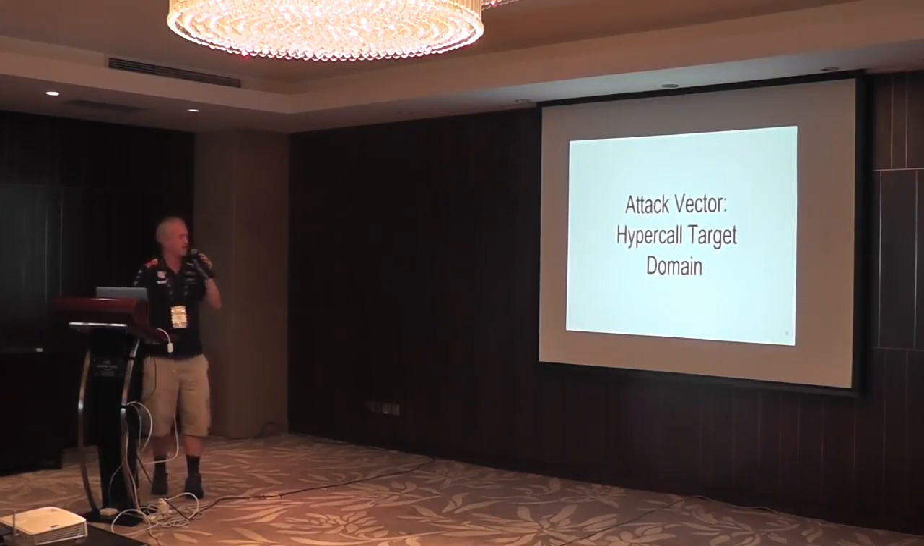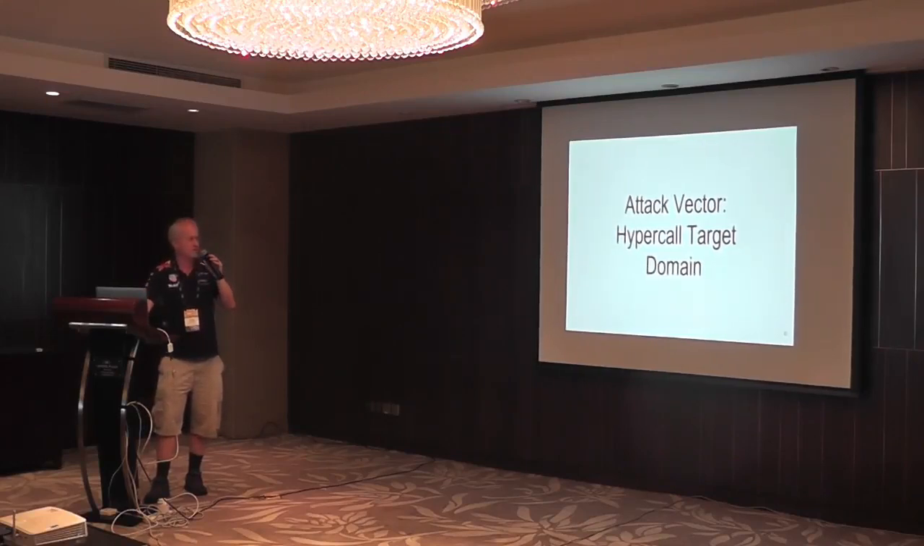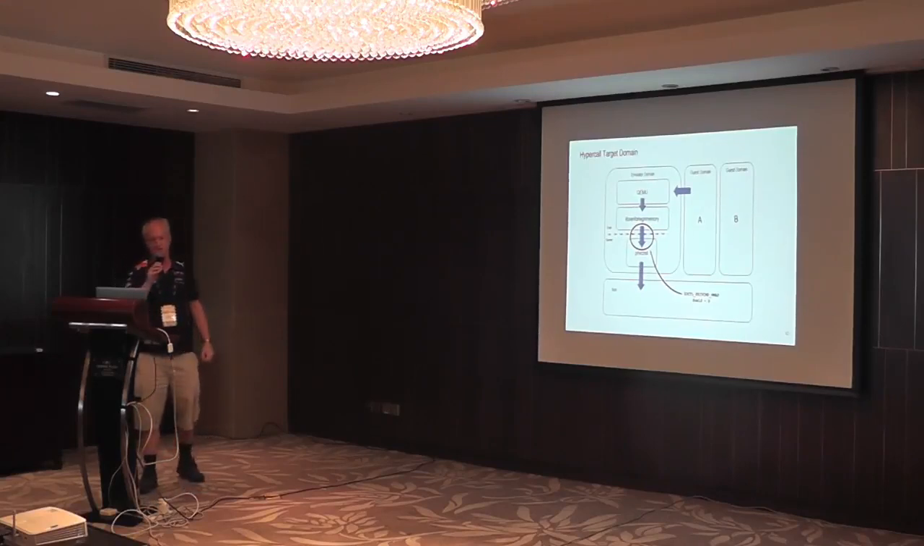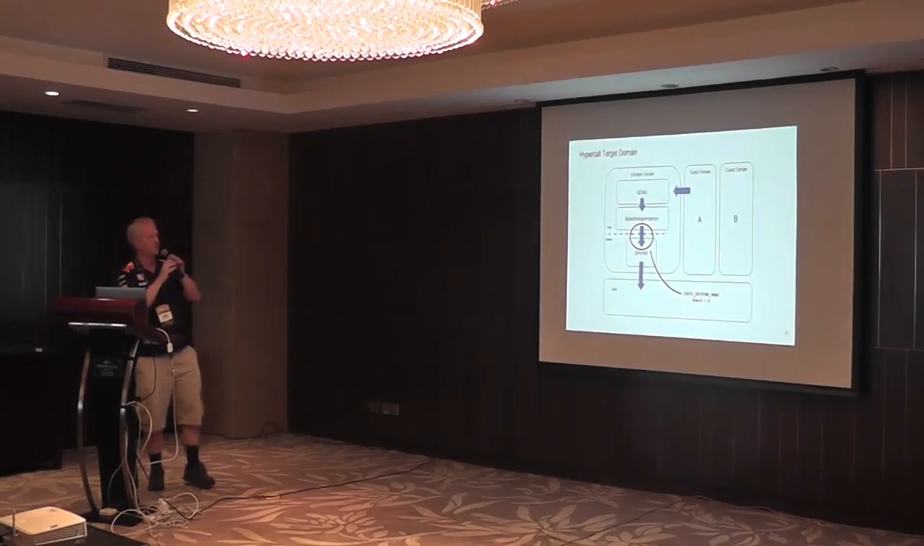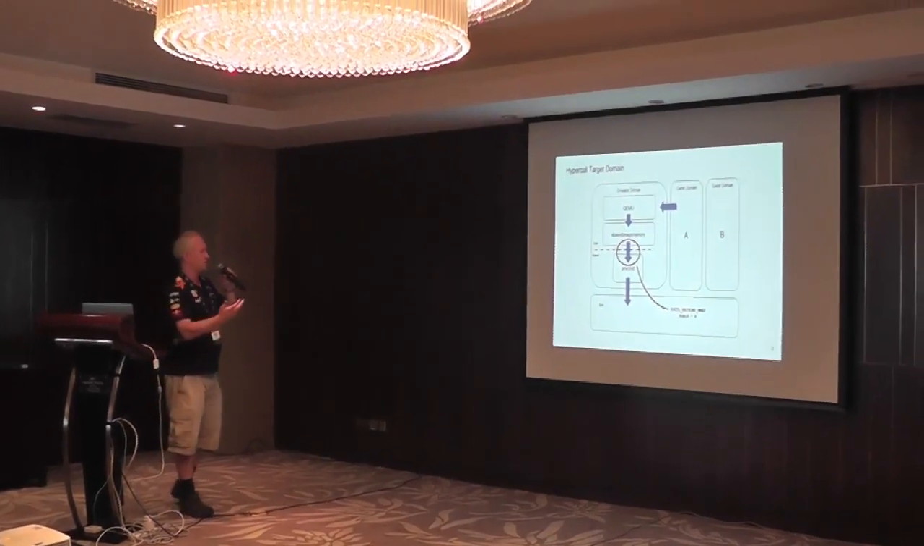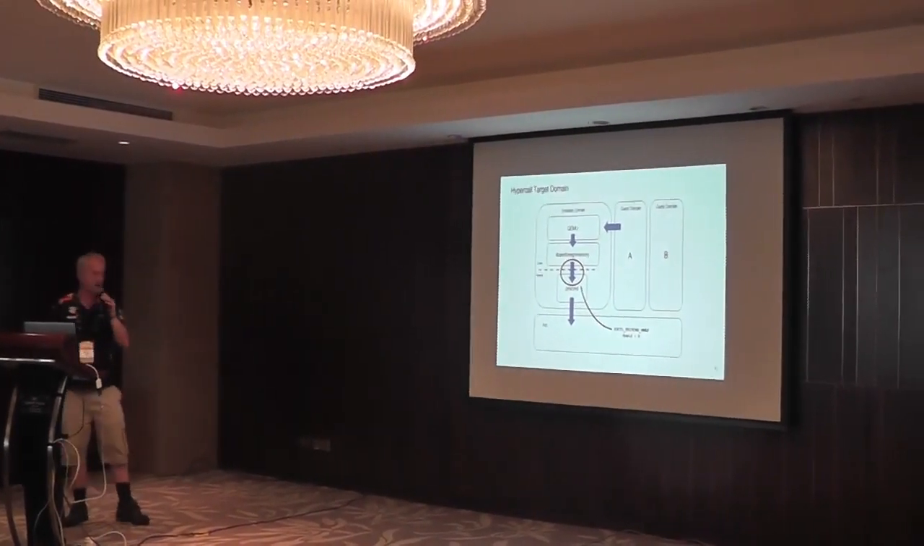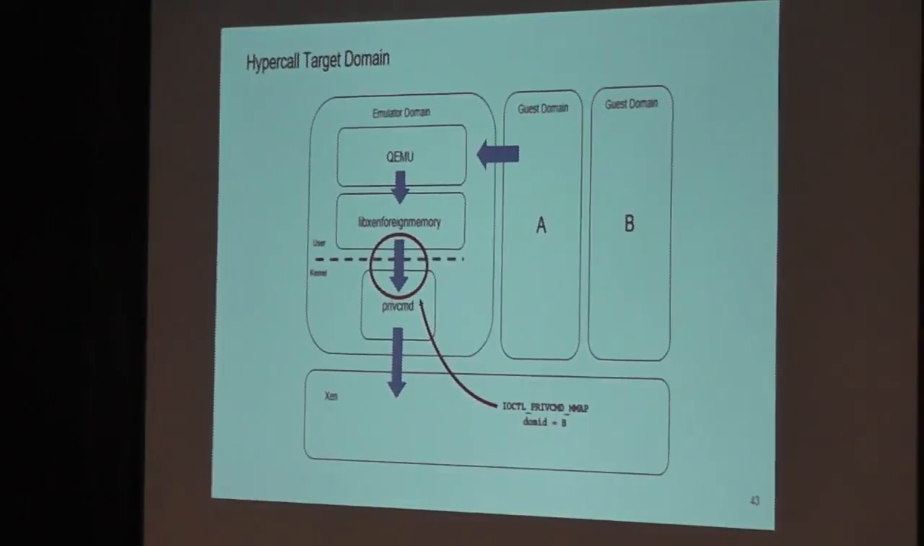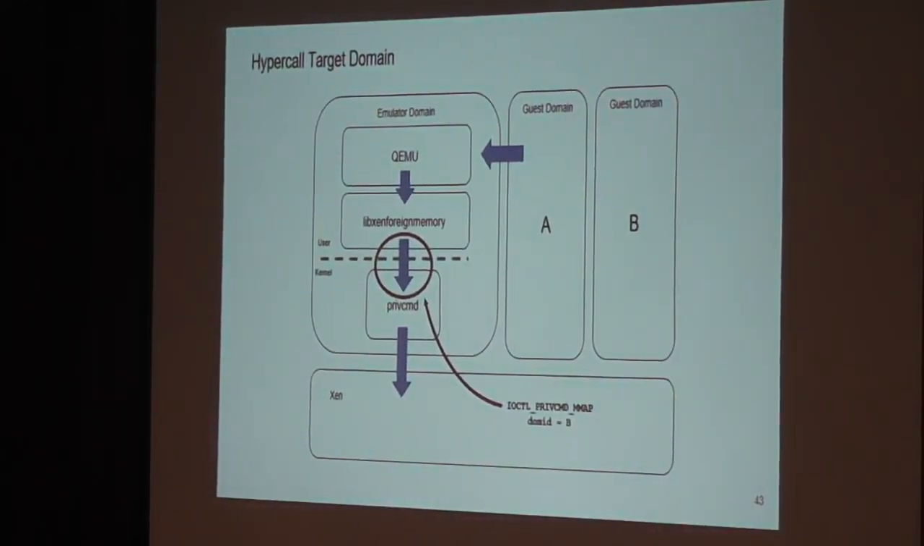So we'll look at the next attack vector, which is the hypercall target domain. As George mentioned earlier, QEMU essentially could read the memory of any arbitrary guest because it's running in DOM0. So what are we going to do to stop it doing that? We'll start with another variant of the picture from before, which is QEMU. We've got the libxen foreign memory library there instead. We've got privcmd again, and libxen foreign memory is going to issue an mmap ioctl to map domain B's memory. But there's nothing to stop the compromised QEMU.